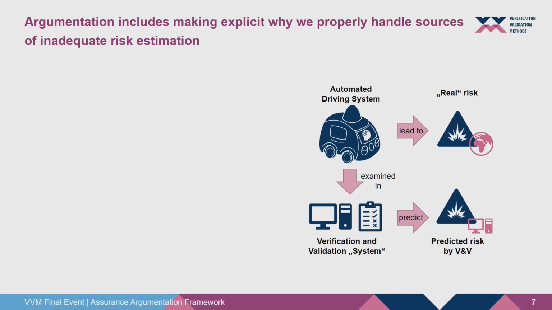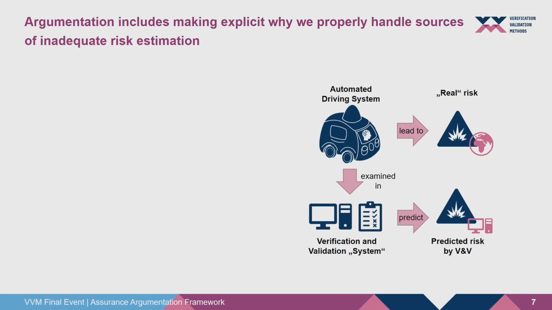Having understood the general argument decomposition logic based on these aggregation points, now let's substantiate a little bit more the top-level logic of the VVM ADS safety argument. A deployment decision depends, hopefully, on knowledge about how much risk the system actually exposes to the operational world. Since we cannot measure the real risk because it happens after deployment, we need to predict it. We do this by putting the ADS into what we call a verification and validation system. And through this examination, we can arrive at a prediction of risk.